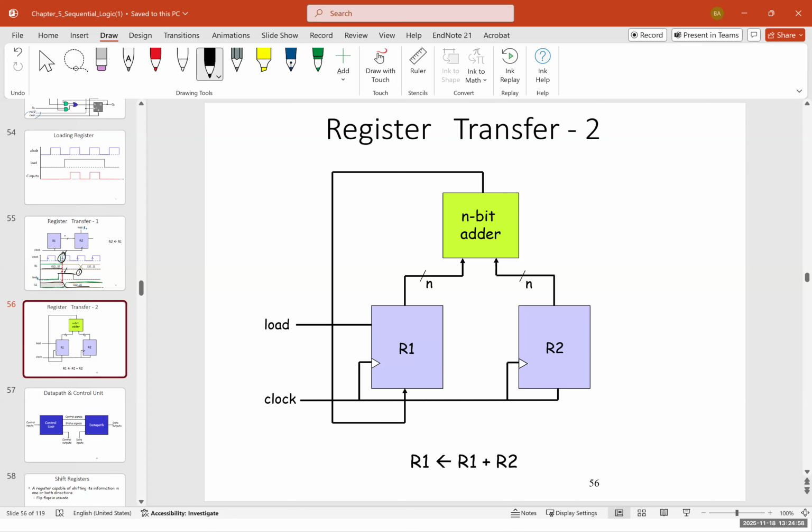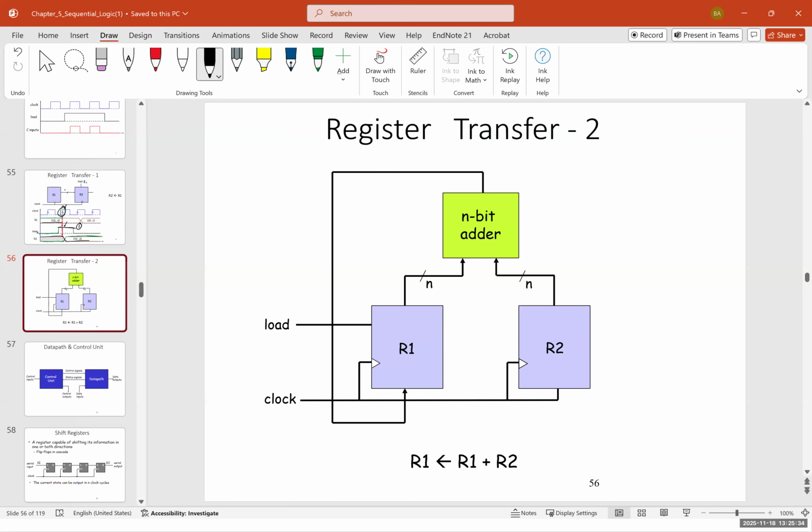Here, the load connects to R1, controlling R1. And both of these are connected to an n-bit adder. So the outputs of registers R1 and R2 are connected to an n-bit adder. It could be a full adder. And the output is fed back to R1. R1 and R2, again, are synchronized with the clock. This register is an adder, technically, and it adds R1 plus R2, and puts it again in R1.